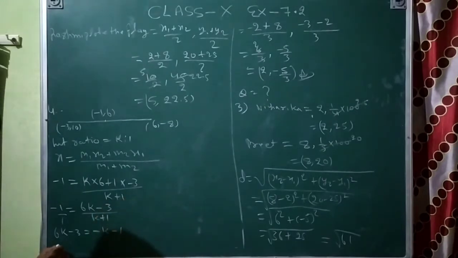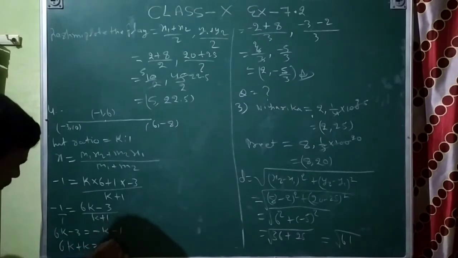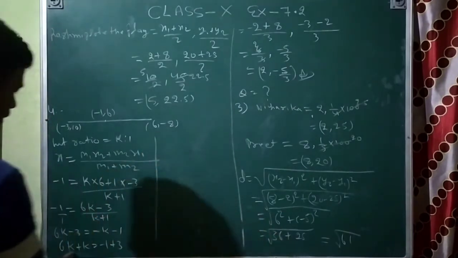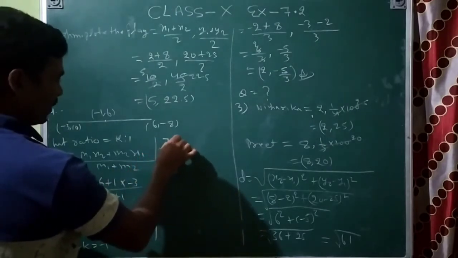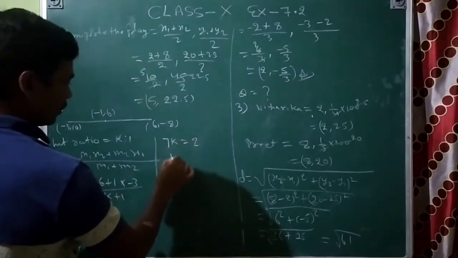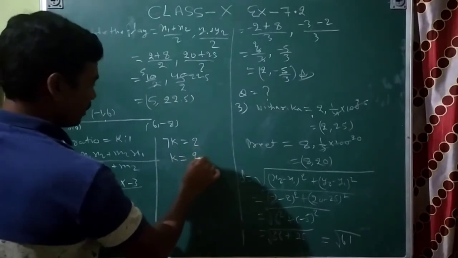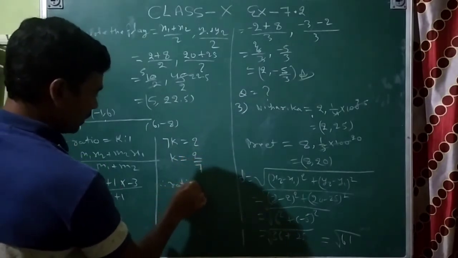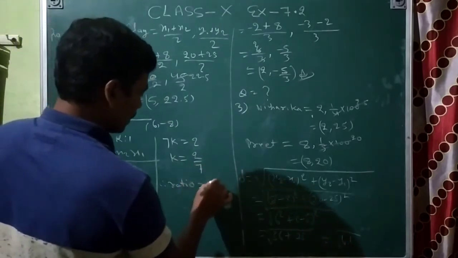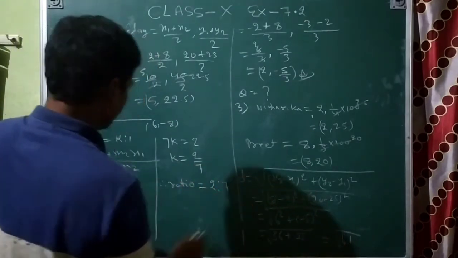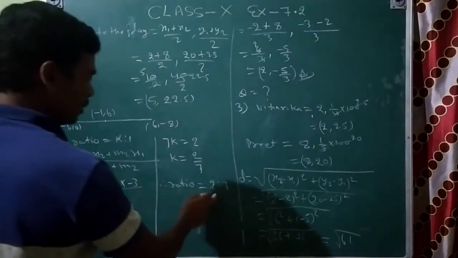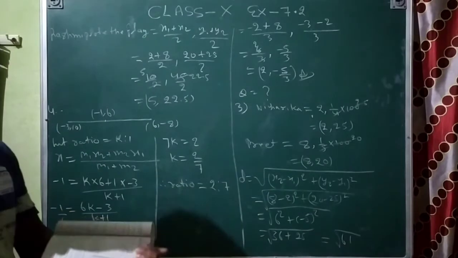So 6k + k is equal to -1 + 3. So 7k is equal to 2, so k is equal to 2 upon 7. So the ratio is 2 : 7. When you apply y also, the answer will be the same.